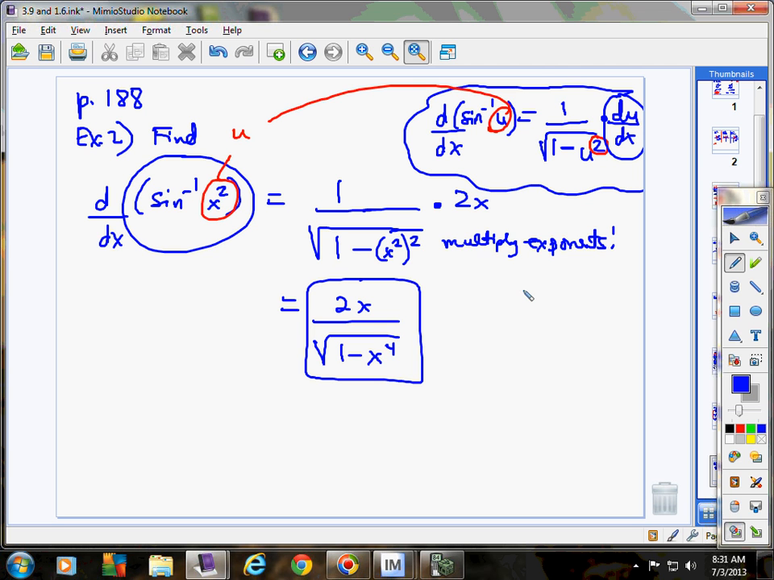Two x divided by the square root of 1 minus x to the 4th. Is that the way they leave it on page 188? Somebody check and see. I don't think they rationalize any denominators on that. Yes, no, close. That's the way they leave it. Okay. All right, let's try one of those secant, inverse secant problems.